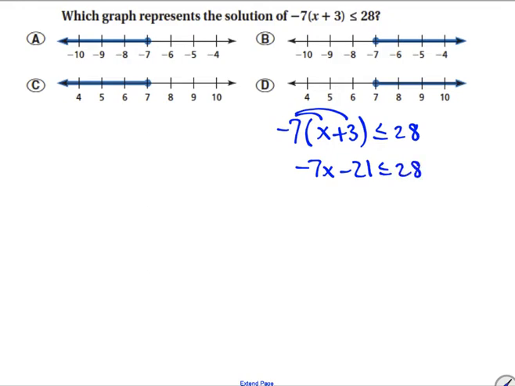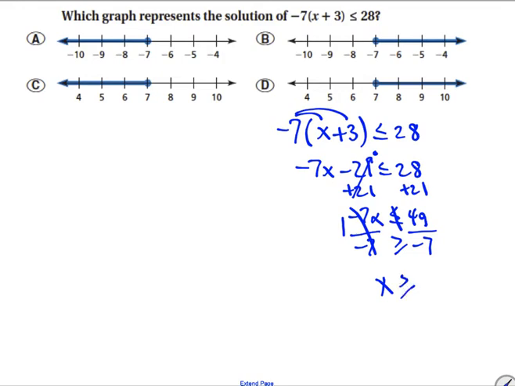Okay. So negative 7 times x, negative 7x. Negative 7 times positive 3 is negative 21. Let's go ahead and get rid of the negative 21 with a positive 21. And that gives me 49 on this side and negative 7x on the other side. I need to divide both sides by that negative 7. Divide by negative 7. Anytime you divide by a negative, you need to automatically switch the sign. This is 1x greater than or equal to negative 7.